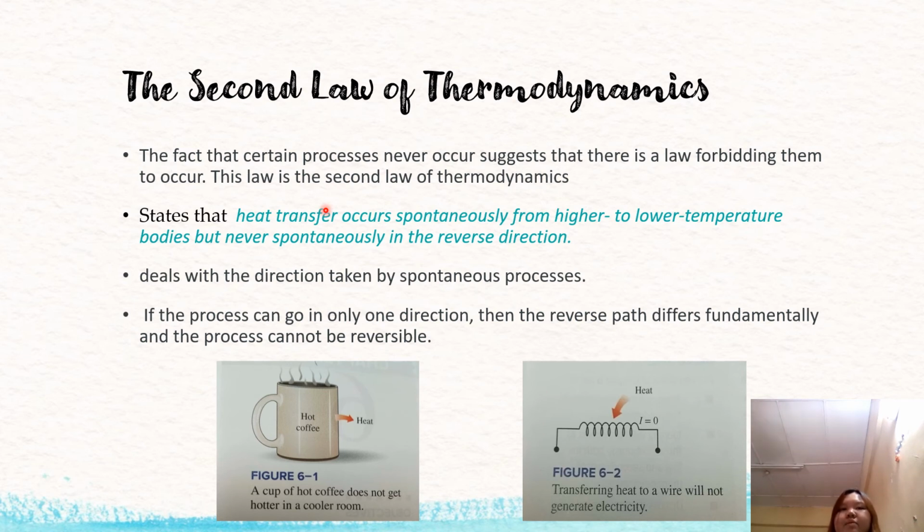The second law of thermodynamics states that heat transfer occurs spontaneously from higher to lower temperature bodies, but never spontaneously in the reverse direction. So it deals with the direction taken by spontaneous processes. If the processes can go in only one direction, then the reverse path differs fundamentally and the process cannot be reversible. So there are two examples here: a cup of hot coffee does not get hotter in a cooler room, or transferring heat to a wire will not generate electricity.